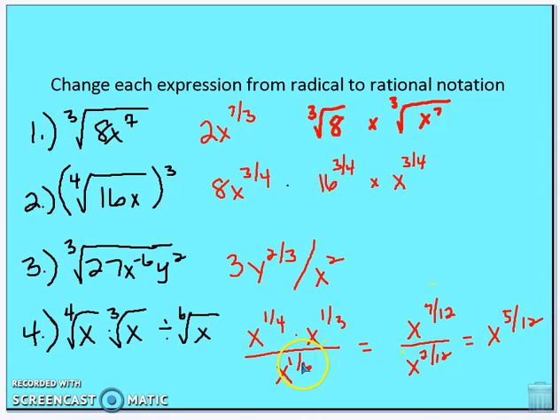I'm going to change the denominator here because ultimately I'm going to subtract the power of the denominator from the power of the numerator. So I change 1/6 to 2/12. 7/12 minus 2/12 leaves me with 5/12. So the value is x to the 5/12.